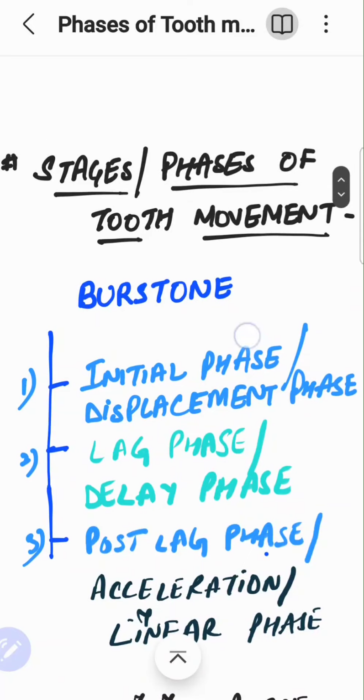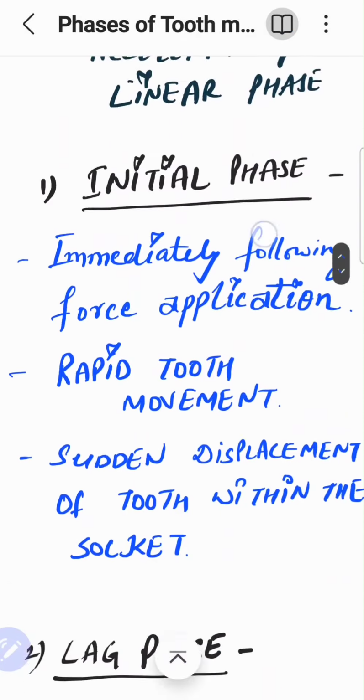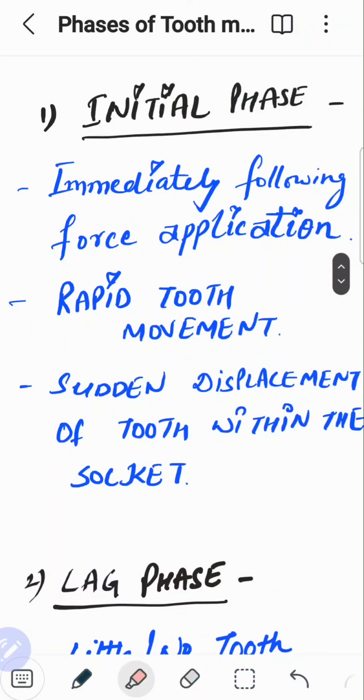No. So the various stages which have been described by Burstone are listed as: number one, the initial phase, also called the displacement phase; number two, the lag phase, also called the delay phase; and number three, the post lag phase, or acceleration or linear phase. We shall be discussing all these phases one by one. Let's get started with the initial phase.